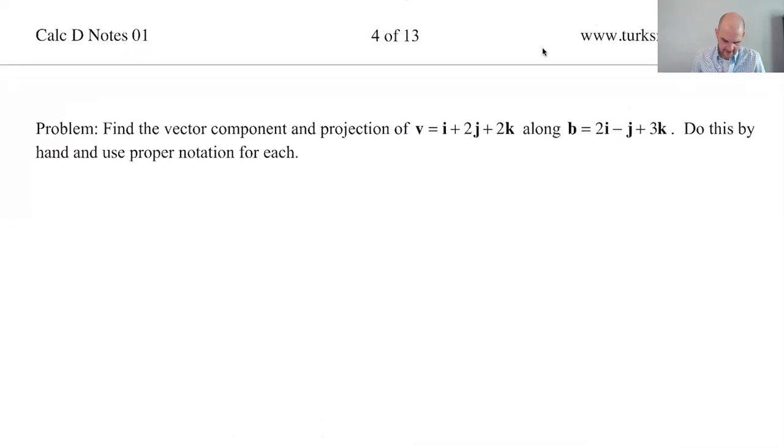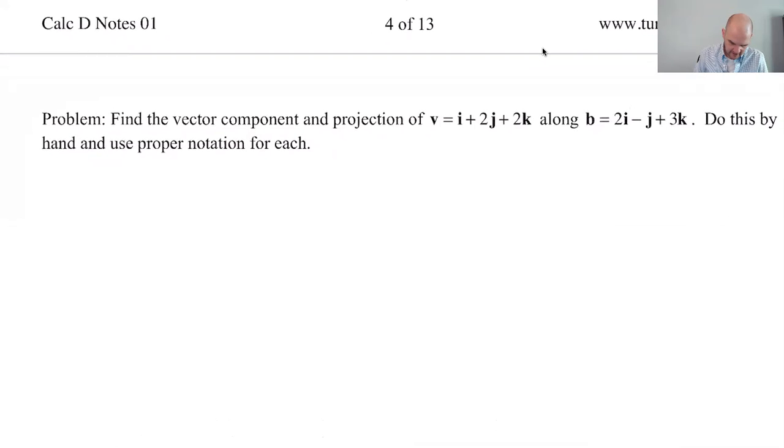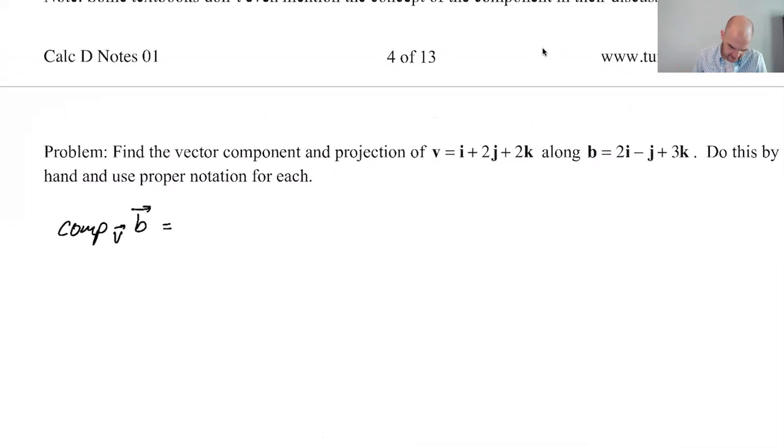And use proper notation. All right, we got this. So we want to find the component of B, I guess, along V. All right, so I know there are two different ways that I can think about that. One is I'm going to do B dot V.